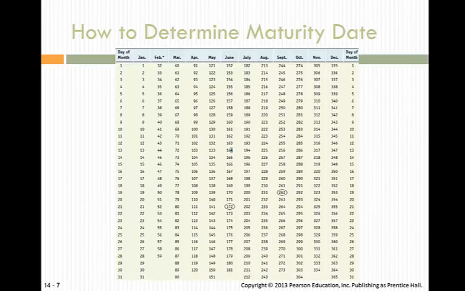Let's do two problems from the end of the chapter. I'd like to turn your attention to exercise 14B-1 on page 545. It says, calculate the interest for the following. Remember that the formula for interest is principal times rate times time.